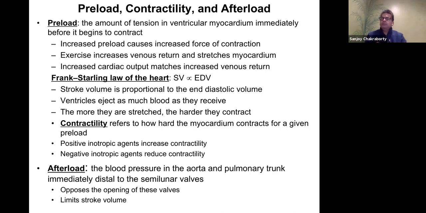But there is a limitation. You cannot just keep stretching an elastic band, because if you stretch it too much, after some time it will not even come back. Same thing is applicable here. So there is a limitation of the preload.